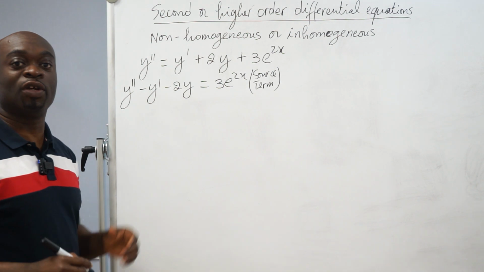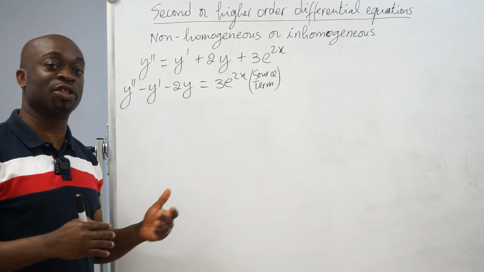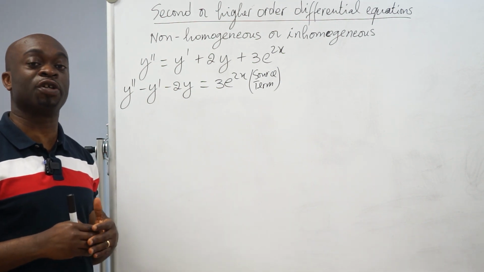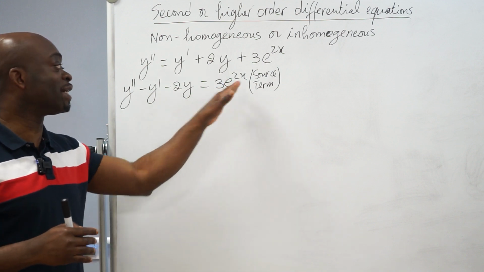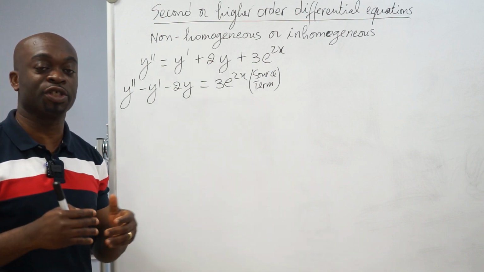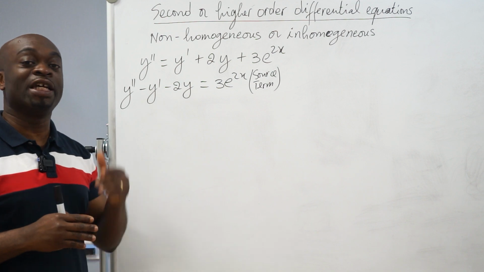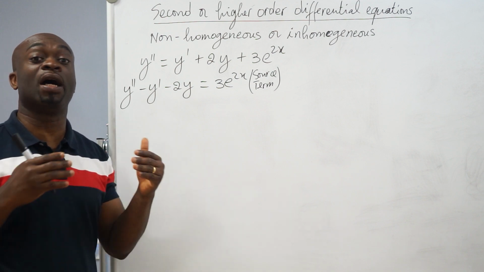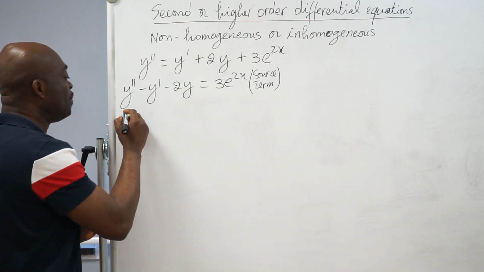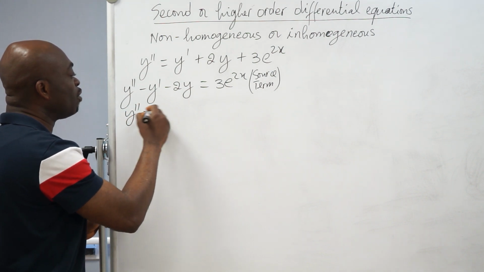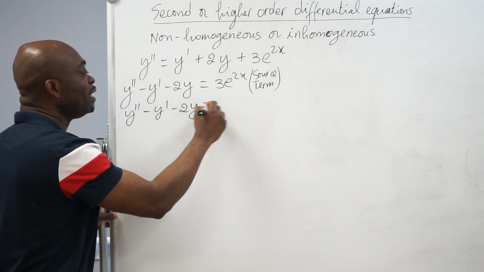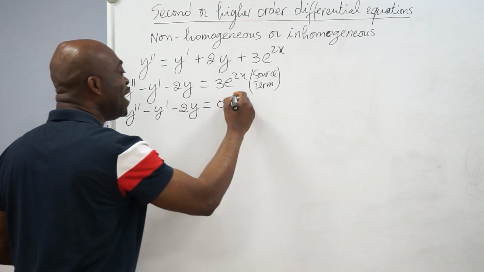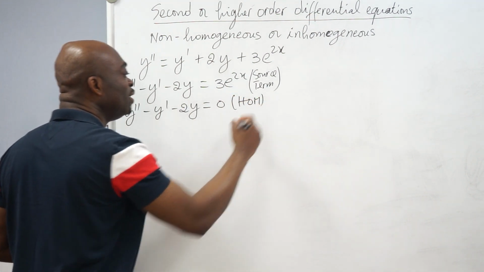All right? So now the source term can be an exponential function, could be a trigonometric function, it could also be a polynomial or other functions, okay? But in this case, we're dealing with an exponential function. So the next thing to do is to make this equation a homogeneous equation. So the homogeneous equation means we have y double prime minus y prime minus 2y equals 0. So we have our homogeneous equation, okay?